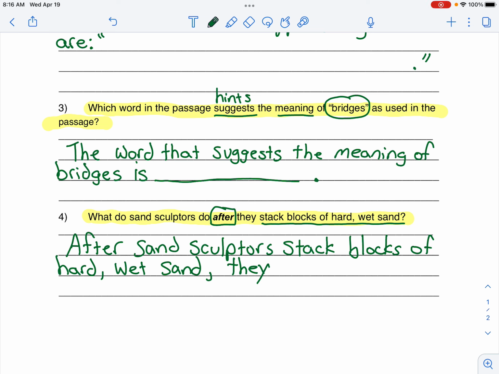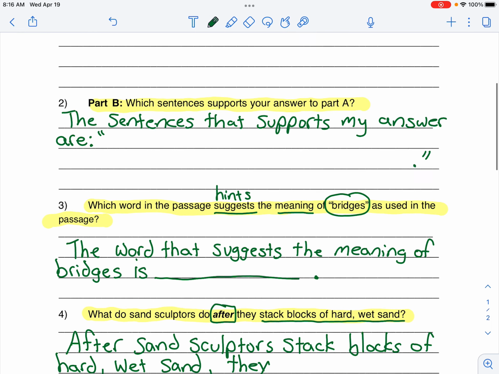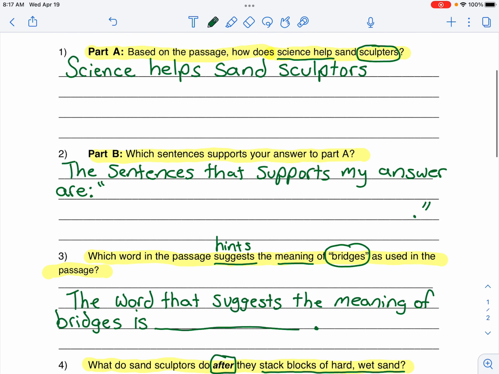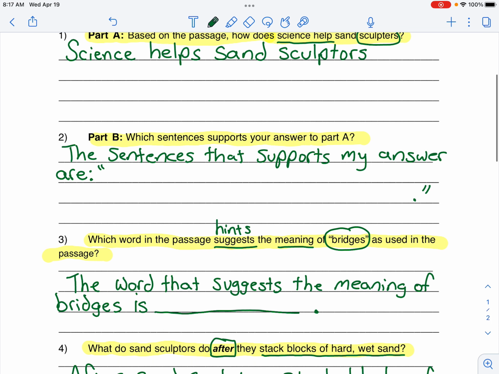Okay, boys and girls, it looks like you are done with all 4. What you need to do now is go back and start with question 1 and read your answer. Make sure you started with a capital letter at the beginning of each sentence and you ended with punctuation. And does what you're saying make sense? Do that for each and every number. Make sure you have proper punctuation and that your sentences make sense.